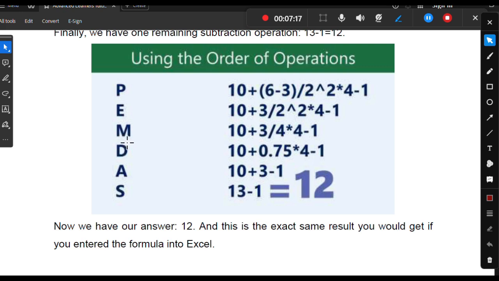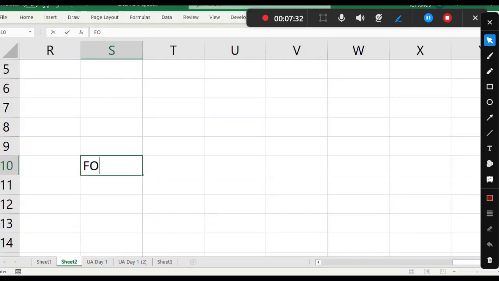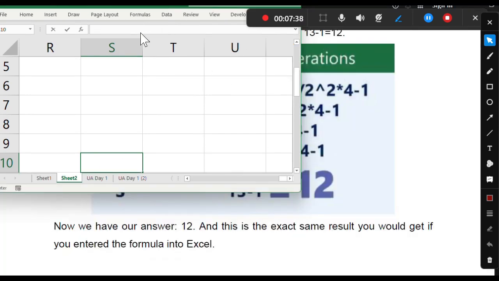It will first of all do anyone that comes first between these two. Then in this one, addition or subtraction, anyone that comes first, it will do it. So that is the order. Let's see if you can quickly practice it.